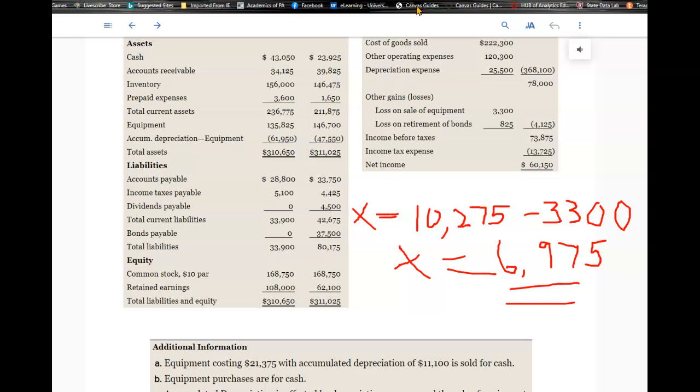So that's one of the investing activities that we're going to show, that we have a cash received of $6,975 for the sale of a piece of equipment. Now the other side of this is they also told us that they had equipment purchases for cash. So we have to come up here and we need to look specifically at the equipment account.